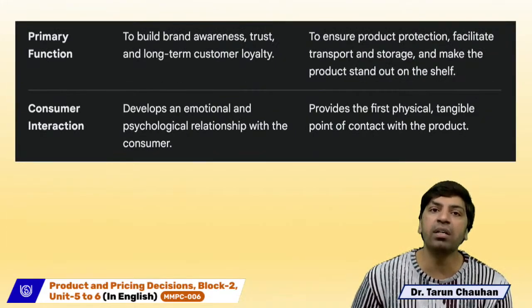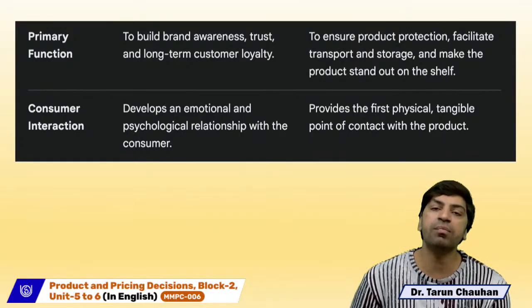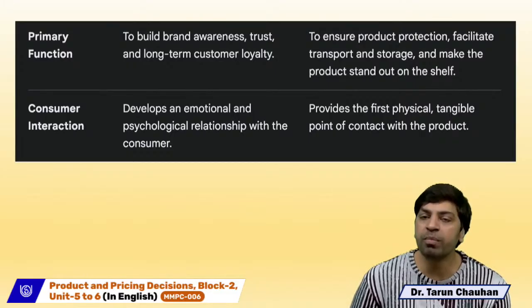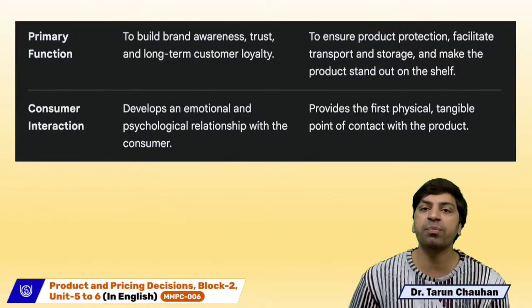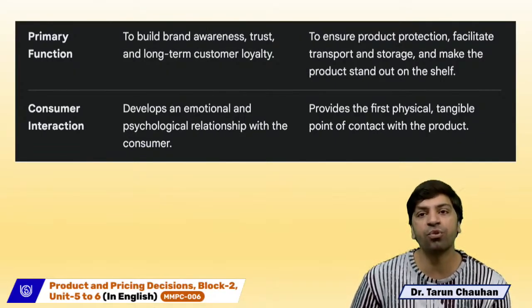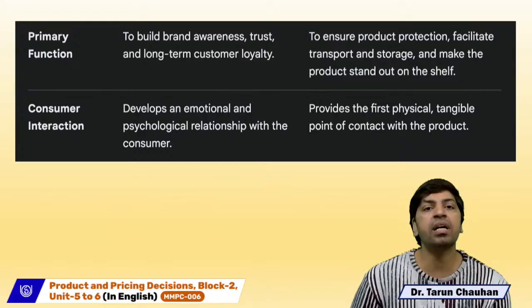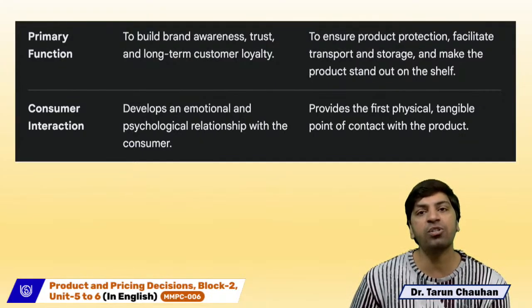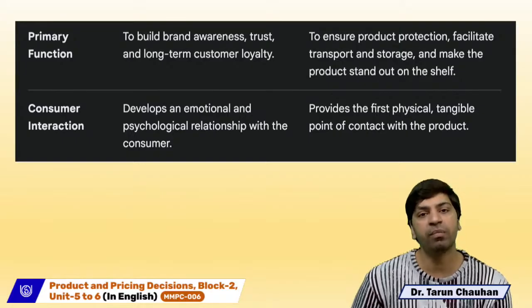Next is the primary function. Branding helps to build brand awareness, trust and long-term customer loyalty. In the case of packaging, it must ensure the product is protected from damage. It facilitates transport and storage, and also makes the product stand out on the shelf. Next, in the case of customer interaction, branding develops an emotional or psychological relationship with the customer. But packaging provides the first physical, tangible point of contact with the product.